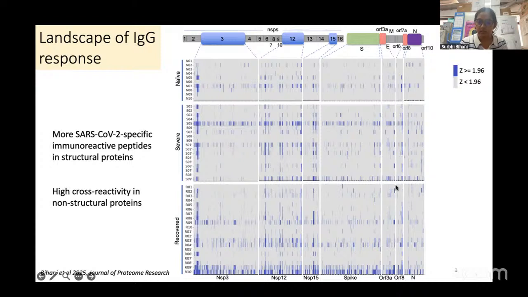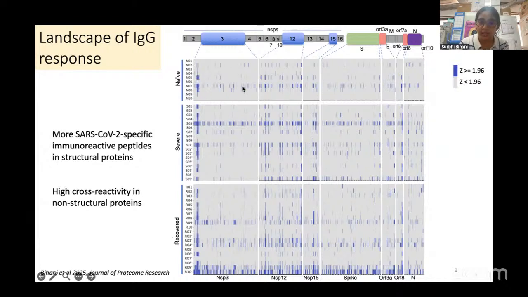Here you can see a color map showing the landscape of IgG response in COVID patients, and we have compared that to some of the naive patients. What I'm showing on the slide is for a few proteins like NSP3, NSP12, spike, and nucleocapsid. The blue dots that you're seeing are where we got the response. One is the naive cohort. These are the patients that were either negative for SARS-CoV-2 or a few were samples that were collected before the pandemic started. So they were absolutely not exposed to SARS-CoV-2. Then we had some severe patients, and then we also had a cohort where the patients were recovered.